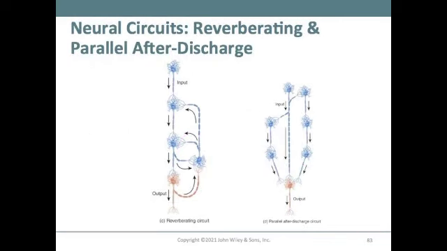Here are our reverberating and our parallel after discharge circuits. You can see on the reverberating side that it looks like it's creating a feedback loop, right? Because these neurons are feeding back into the loop, so it reverberates or resonates. It reminds me of what we were talking about early on this semester about negative feedback loops. And then we see here parallel after discharge. You've got all this input coming in, and they all come down to, almost reminds me of the converging, right?